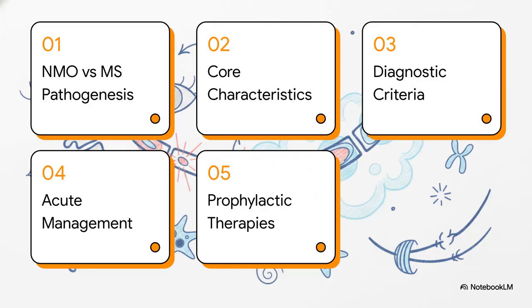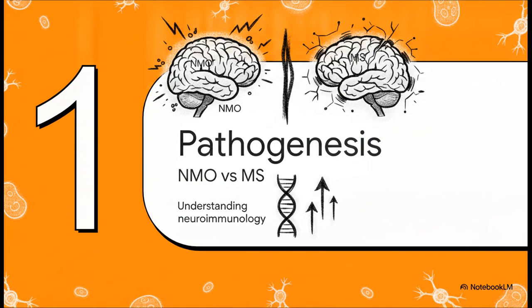So, our agenda for today's clinical review looks like this. First up, NMO versus MS pathogenesis. Then we'll cover the core clinical characteristics. After that, we'll break down the 2015 NMOSD diagnostic criteria, followed by acute attack management. And finally, we'll wrap up with prophylactic targeted therapies. Okay, starting off with Section 1, NMO versus MS pathogenesis.